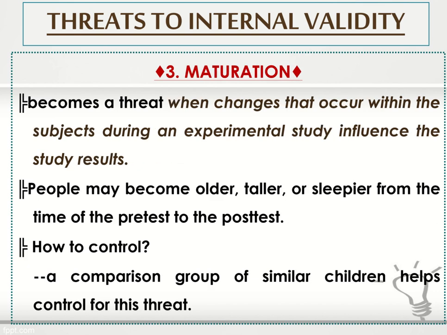Third, we have maturation. So the third threat to internal validity is maturation. So it becomes a threat when changes that occur within the subjects during an experimental study influence the study results. So people may become older, taller, or sleepier, for example, from the time of the pre-test to post-test.